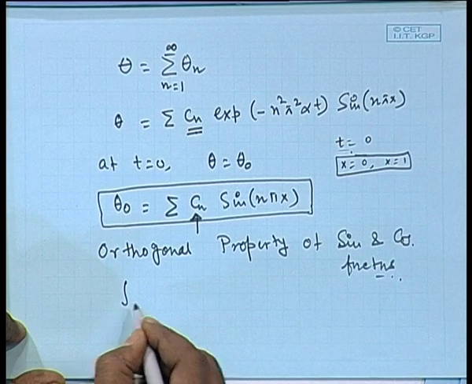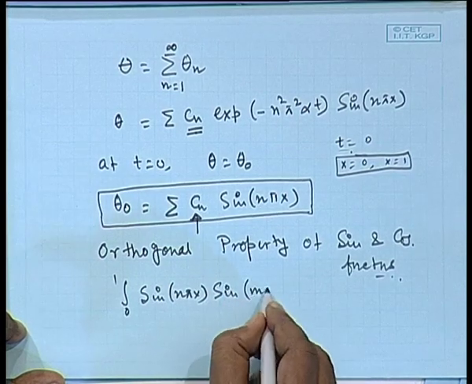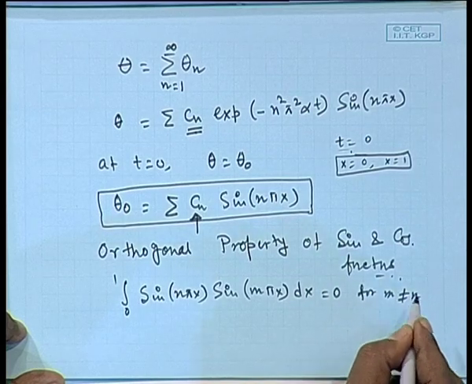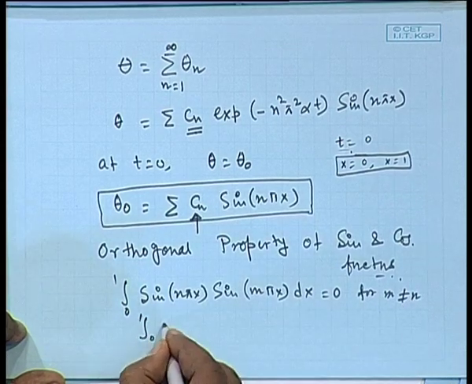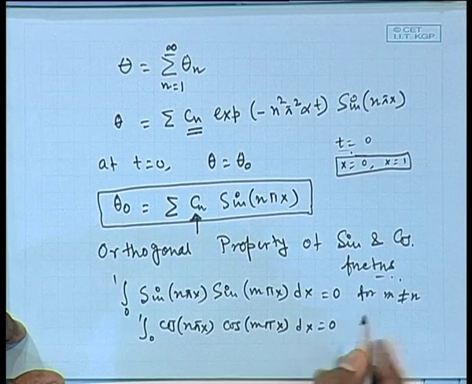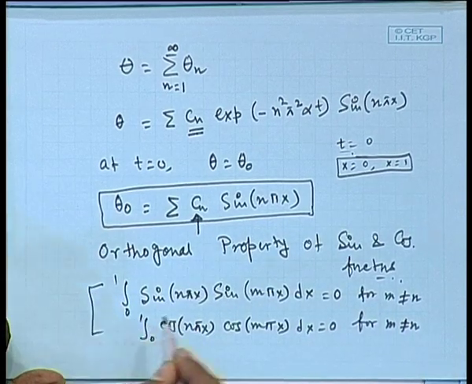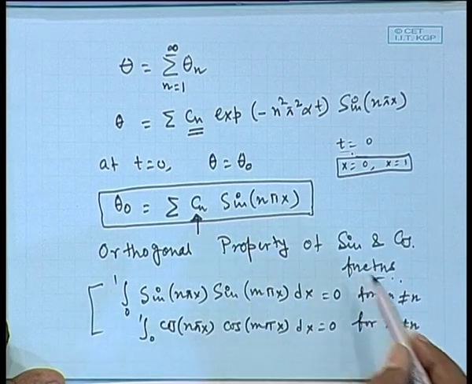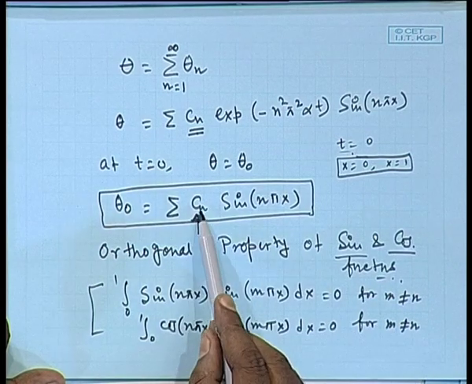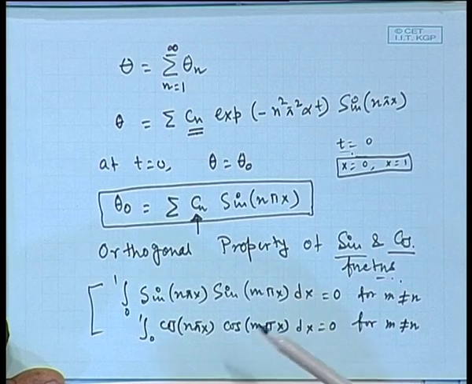That integration of sin n pi x sin m pi x dx is equal to 0 for m not equal to n. And integration from 0 to 1 of cosine n pi x cosine m pi x dx is equal to 0 for m not equal to n. Okay. You can prove these relations. Now, the sine functions and cosine functions will follow the orthogonal property. By using this property, you can evaluate this constant Cn. That means you multiply both sides by sin m pi x dx and integrate between the domain 0 to 1.